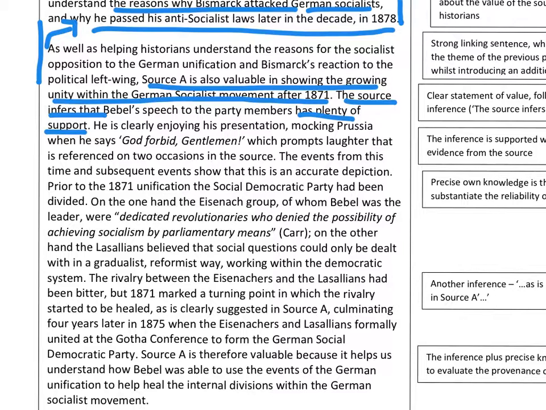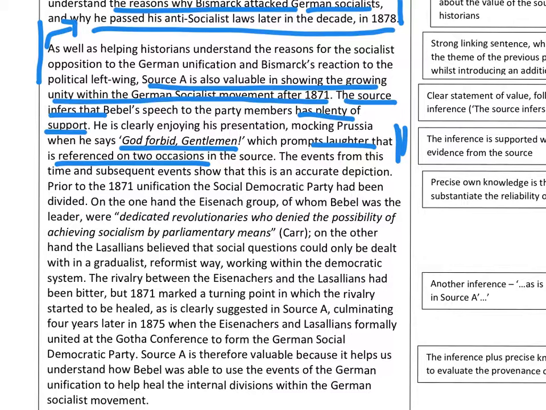Okay, so where's the evidence? Remember, you've always got to back up an inference with evidence. He is clearly enjoying his presentation, mocking Prussia when he says, "God forbid, gentlemen," which prompts laughter. That is referenced on 2 occasions in the source. So very, very precise evidence to back up the inference.